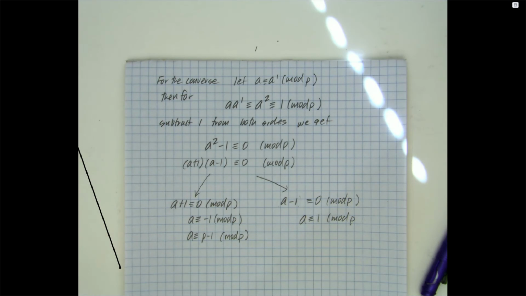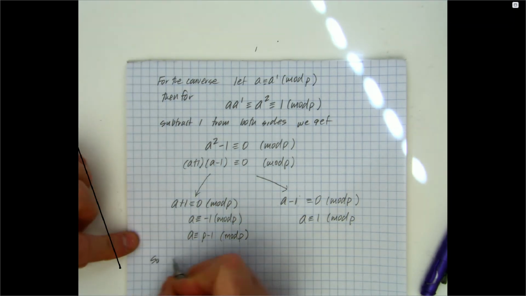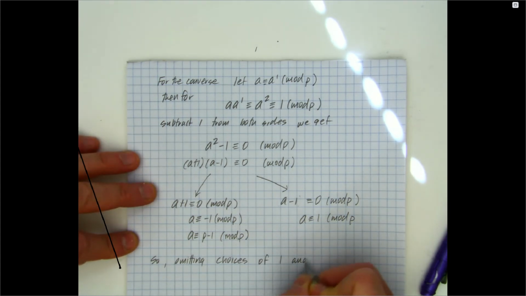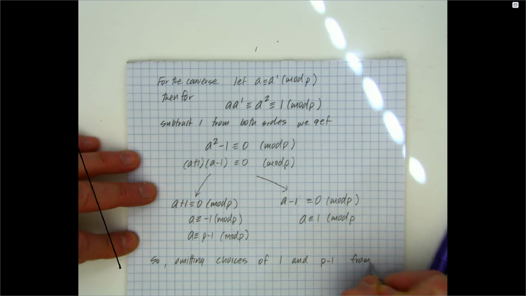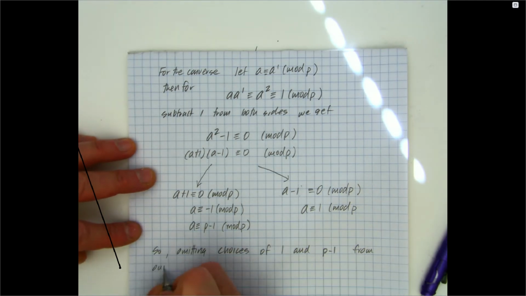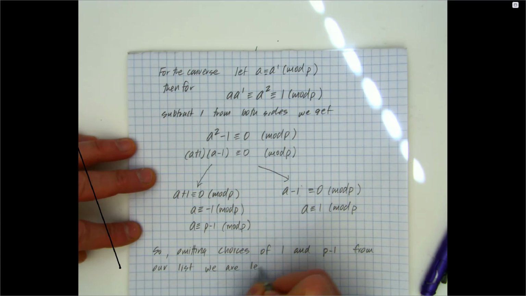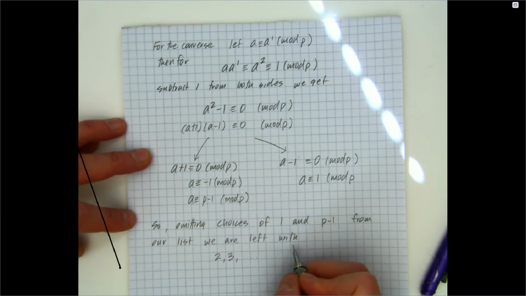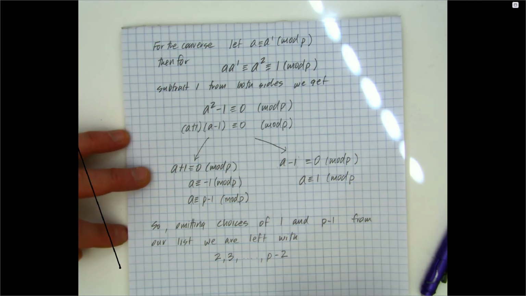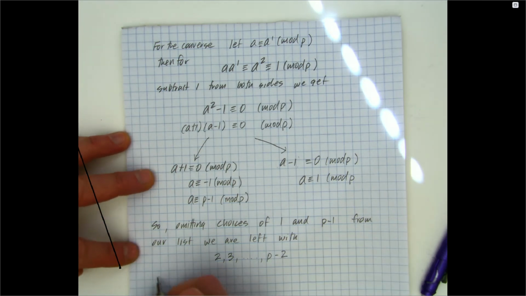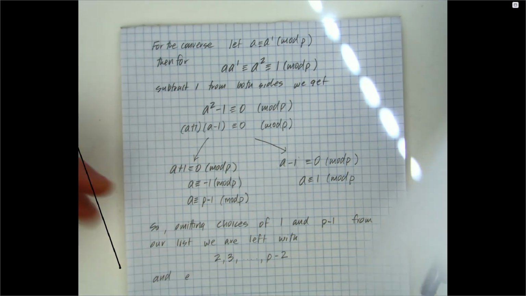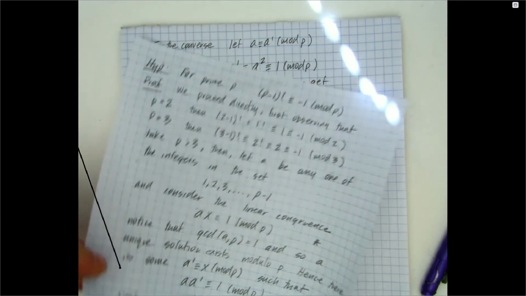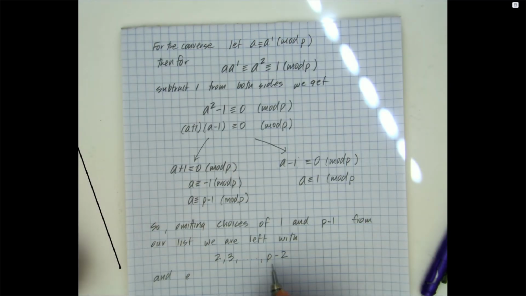So let's continue now. Omitting the choices of 1 and P minus 1 from our list, we are left with, well, we don't have a 1, so we start with 2, 3, and we go all the way up, instead of to P minus 1, to P minus 2. And since we know that this thing has to have a solution by linear congruence theory, and that the only time the solution is itself is 1 and P minus 1, everything in this list has to pair up with some other element in this list to solve, right?